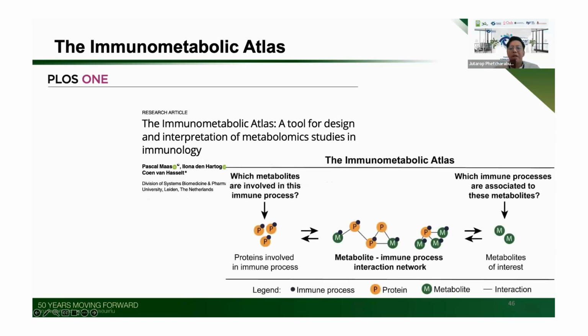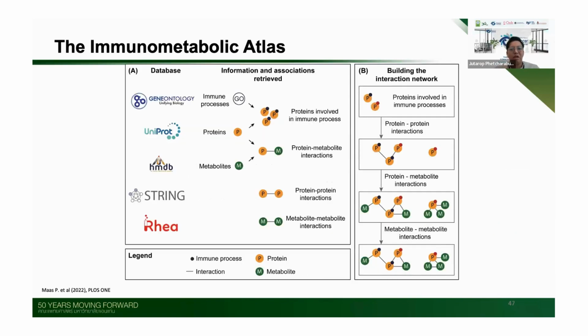The IMA here provides the association between the metabolites and immune processes of interest through the generation and evaluation of the protein metabolite interaction network. So it's pretty easy to use as long as we have more than enough metabolome or protein data.